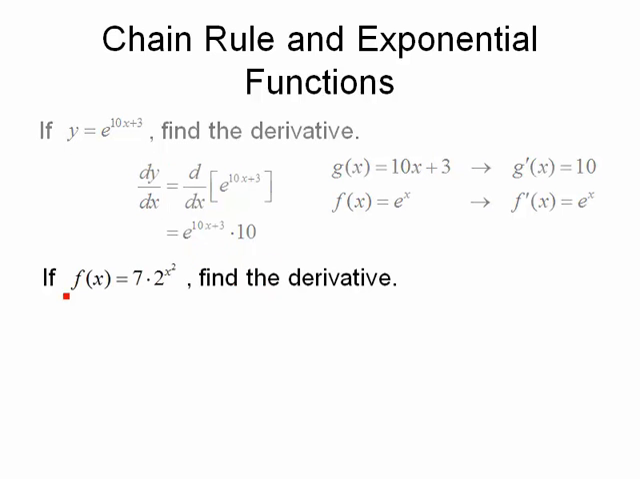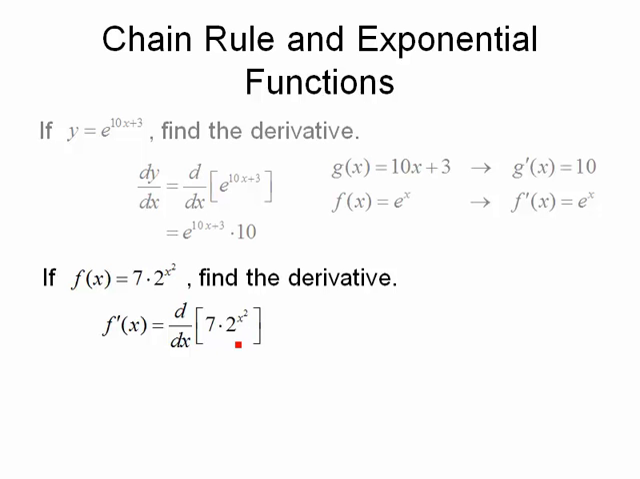Now let's try a second one. If f of x is equal to 7 times 2 to the x squared, find the derivative. Well, since I'm calling this f, when I take my derivative, I'm going to call it f prime, and that requires me to take the derivative with respect to x of 7 times 2 to the x squared.